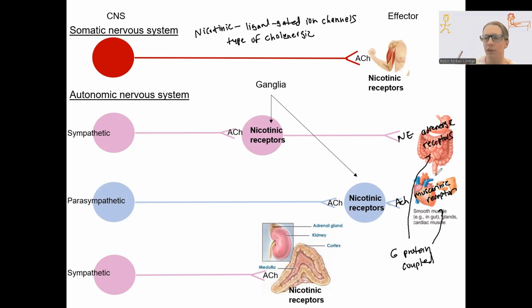This is going to give us those varied effects on those viscera. I will just add it here as well. From the adrenal medulla, we have norepinephrine and epinephrine that is going to travel around and bind to those same adrenergic receptors throughout the body.